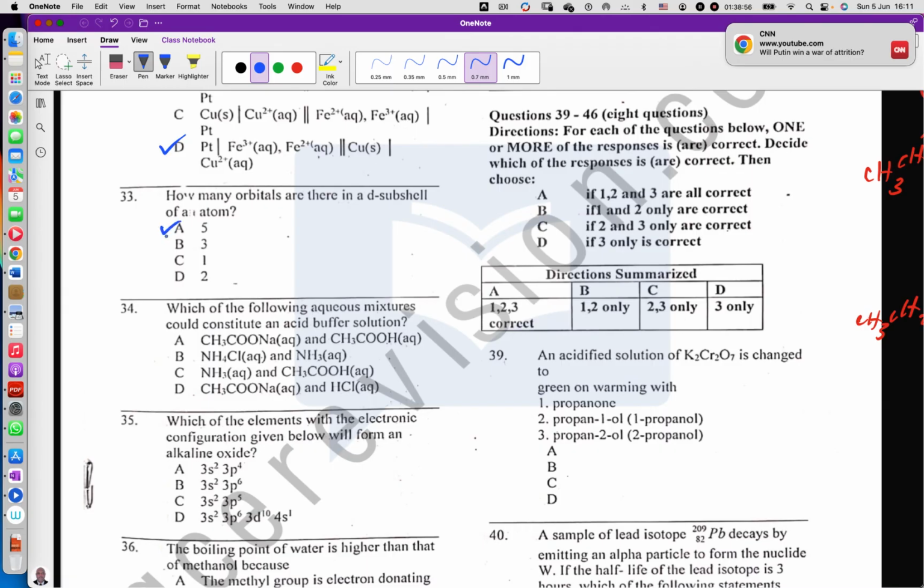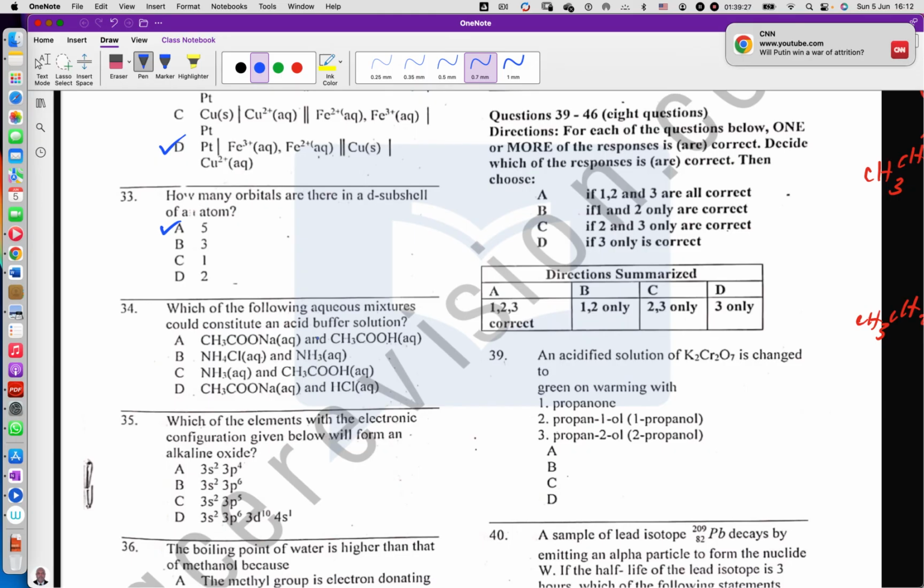Now let's go to question number 34. Question number 34 says, which of the following aqueous mixtures could constitute an acid buffer? Remember that for the purpose of revision, an acid buffer is a mixture of a weak acid plus the salt of that weak acid.